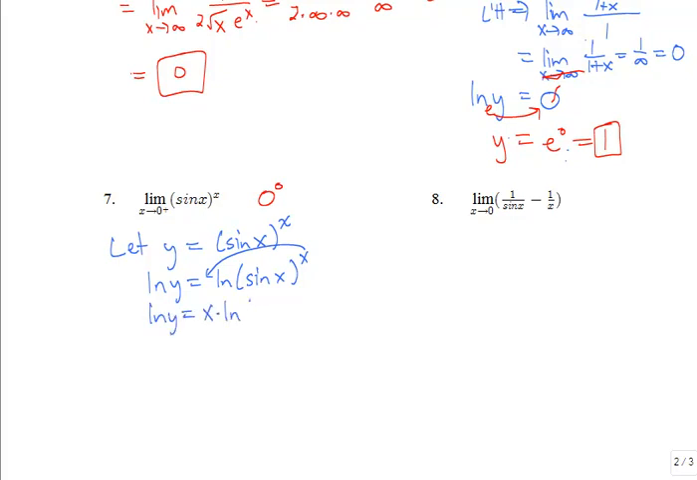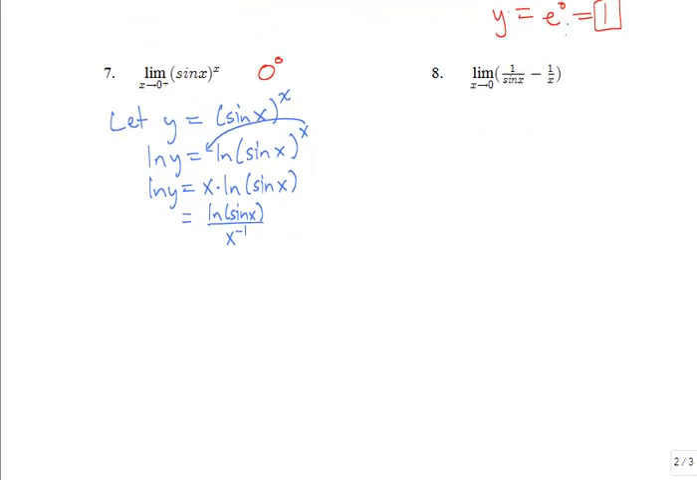Now we did this in the last example so that we could get a quotient and then use L'Hopital's rule. Unfortunately, this is not a quotient because we actually have a product, right? So we need to manipulate this a little bit more to make it useful so we can use L'Hopital's rule. So I'm going to pull a trick that we did earlier. I'm going to take this x and move it down to the denominator by giving it a negative exponent. So this ln of sine x will stay on top, but now the x to the negative 1 is on the bottom.